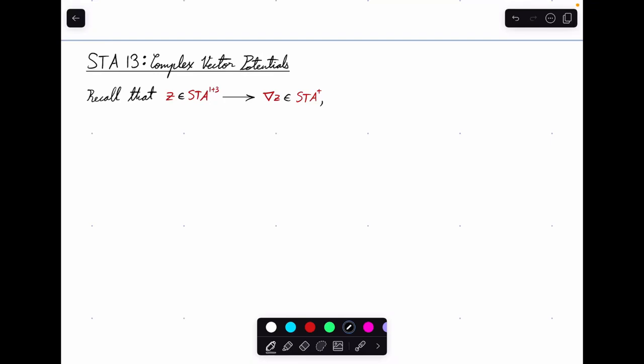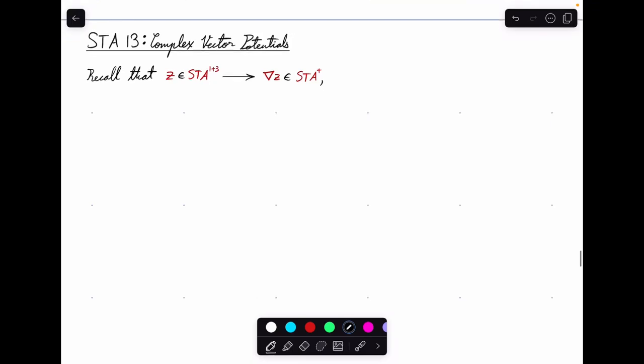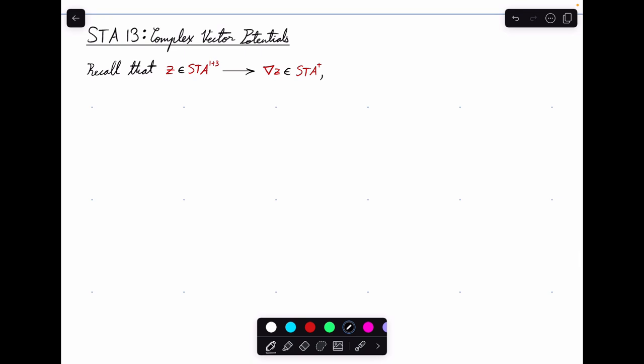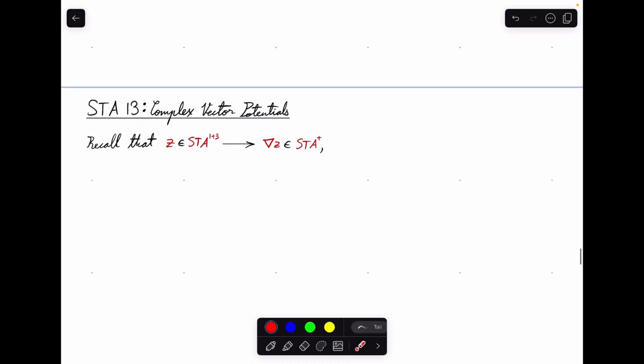So this is actually a redo of STA 13, where I'm going to rework through things a little bit more slowly than in the last attempt. First we're going to be looking at the gradient of a complex vector. This is a vector in the 1 and 3 subspace, so a vector and a trivector. So it's a complex vector.